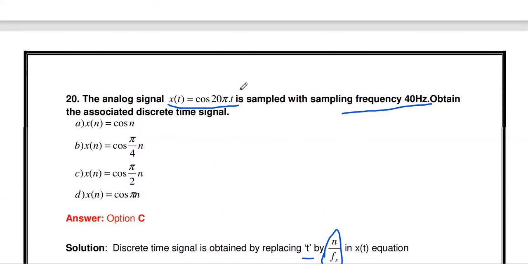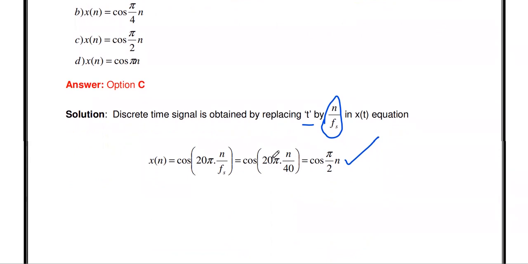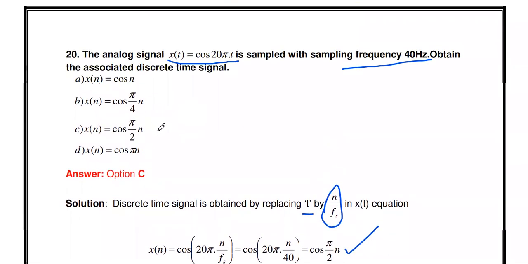Okay, so the other name for a continuous signal is an analog signal. In order to convert continuous signals into discrete signals, you just replace t with n by fs, where fs is the sampling frequency. So cos pi by 2 n, this is the answer.